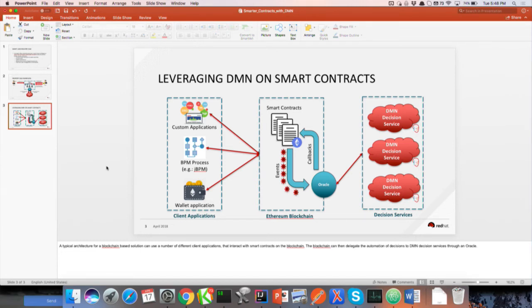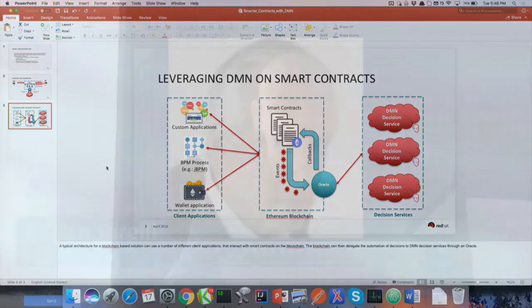Same thing for DMN. We have version 1.1. We are about to release version 1.2, and where do we go from there, right?